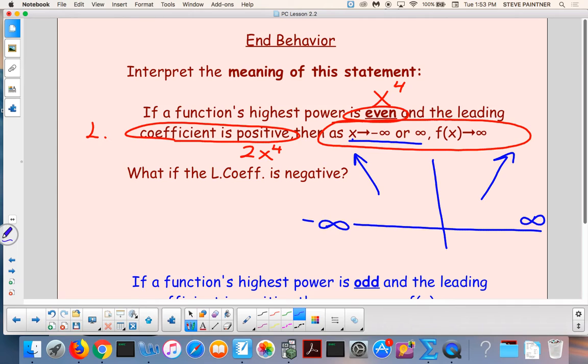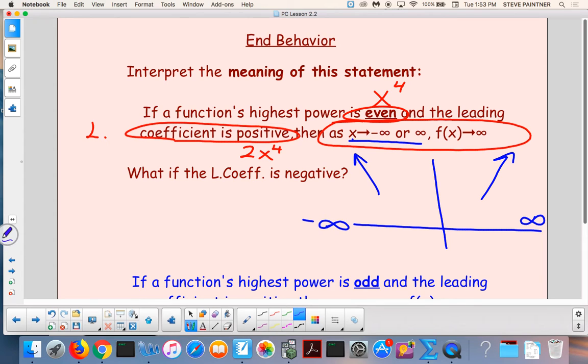Go up. Okay. Why am I telling you this? Because this is how pre-calc talks, and this is how calculus talks. They don't say up, down, up, down. They say, as your x's approach negative infinity, your y's go up forever. As your x's approach positive infinity, your y's go up forever.